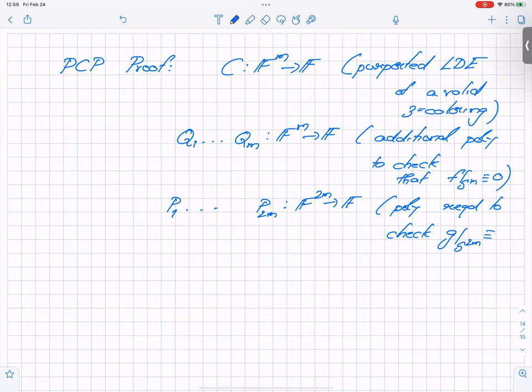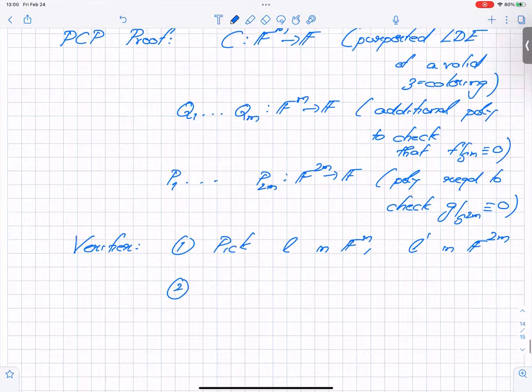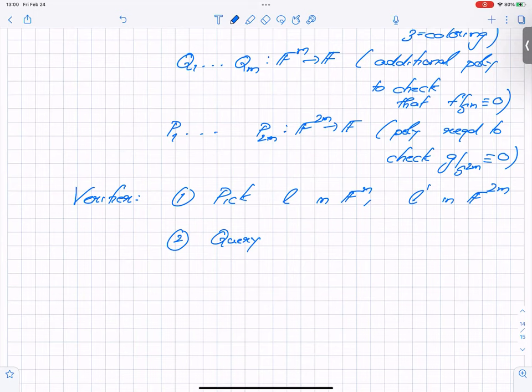And the verifier is going to pick a random line L in F^m, and L prime in F^2m. So here you are making mod F queries. Mod F queries, yeah. But that is not constant, right? I'll clear this up with the theorem at the end of the next section.